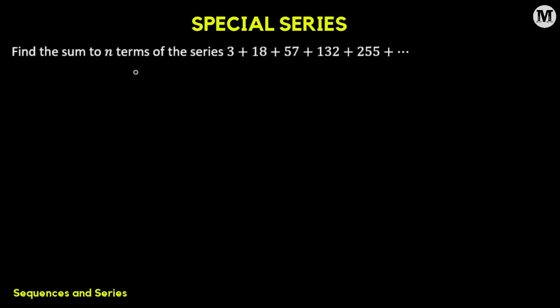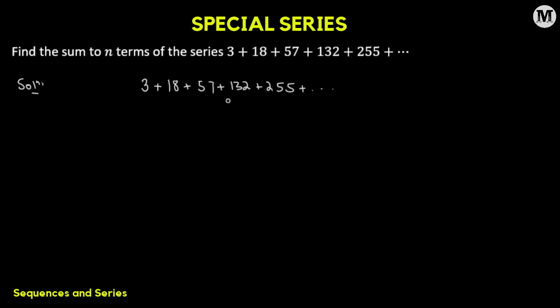So in this problem, we need to determine the sum to n terms of the following series. Okay, let us begin. So here we have a series with first term being 3, followed by 18. Then we have the next term, which is 57. Next, we have 132. And then we have 255. And we have the rest of the terms.